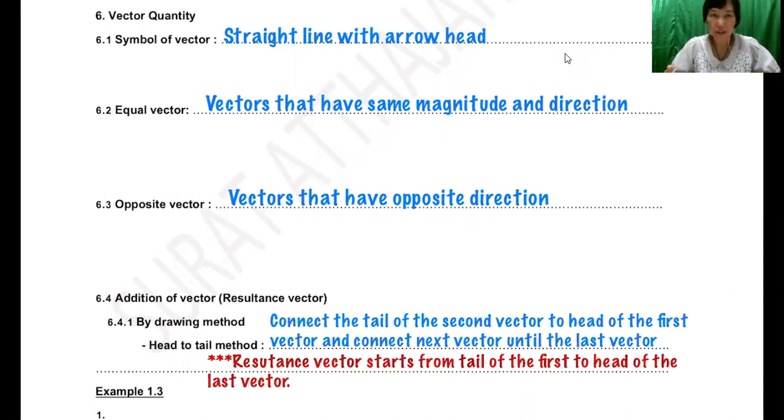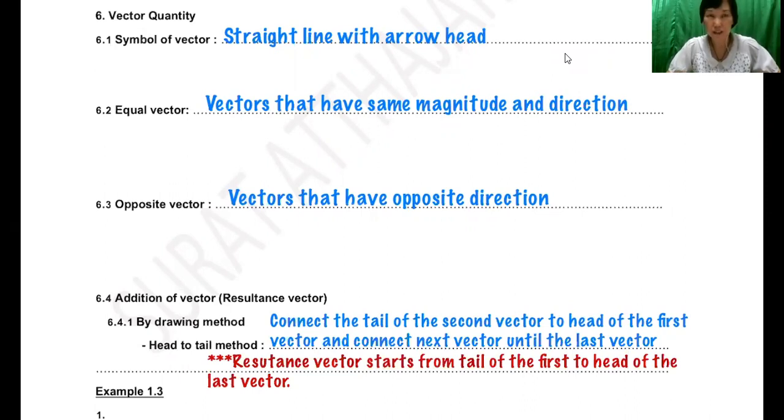Okay, as you studied previously, we have two kinds of quantity. The first one is scalar and the second one is vector quantity. Vector quantity must have both magnitude and direction. So here we have to start with the symbol of vector first.